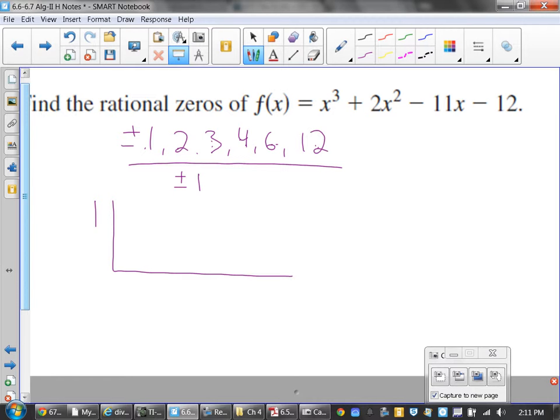Don't all numbers have a factor of 1 at the beginning? They do, yeah. What's the point of dividing by it? Because it might be a 0. And we know if it's a 0 if this comes up as 0. So we have to do that for all of them.